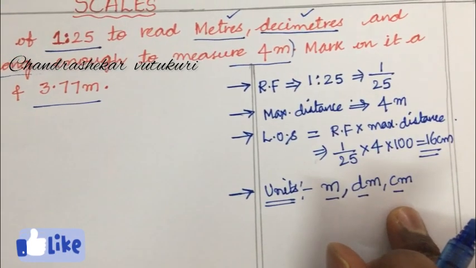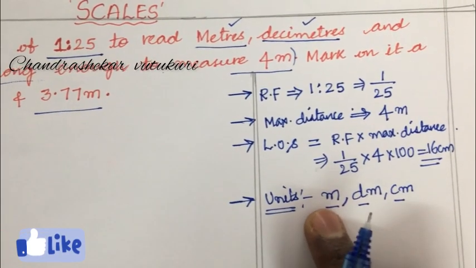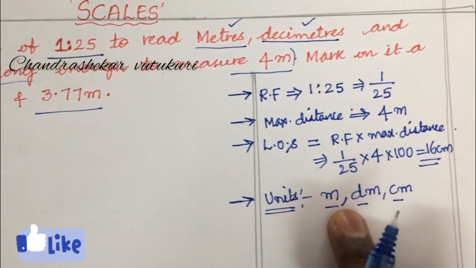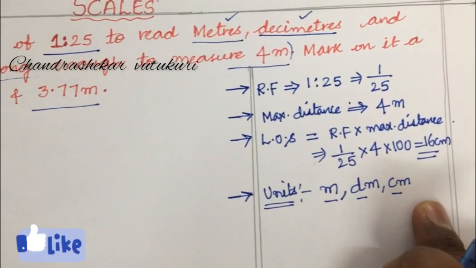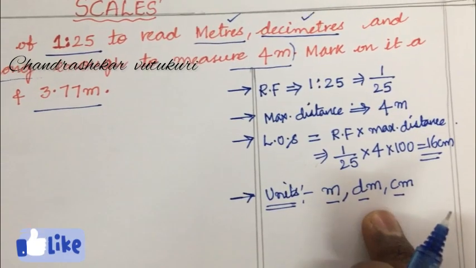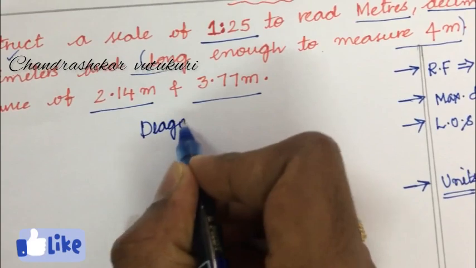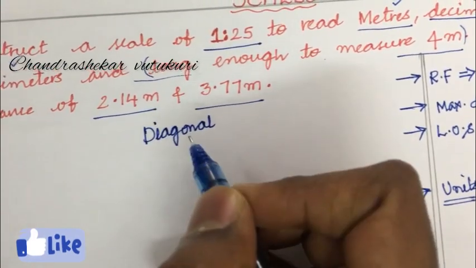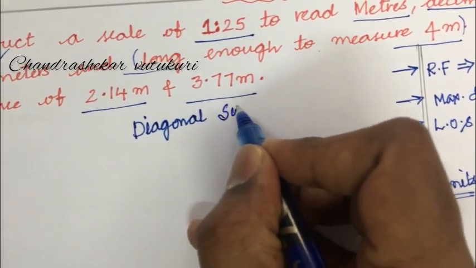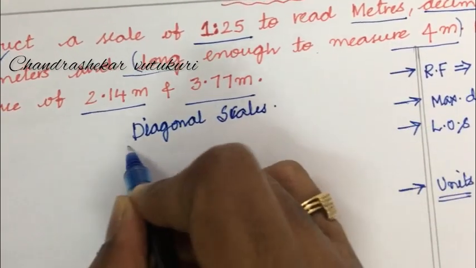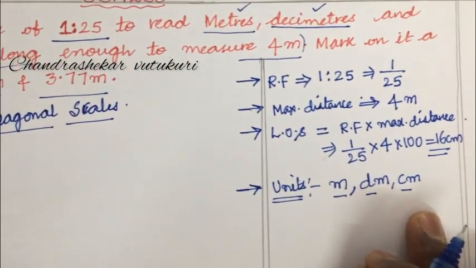As we discussed in the earlier problem, a plain scale is a scale that can read only a single unit or the next two consecutive units. But if you look at this problem, there are three different units. So it's not a plain scale, it is a diagonal scale. A diagonal scale can read a maximum of three consecutive units. So by looking at the units, you need to identify whether it belongs to a plain scale or a diagonal scale.